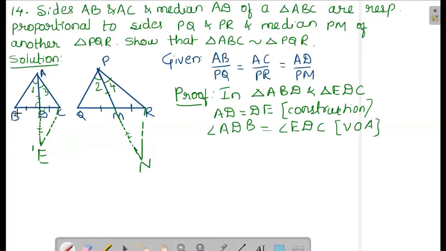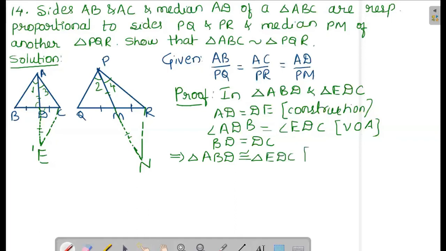Then BD is equal to DC, right? BD is equal to DC. So two sides are equal and one angle is equal. So by SAS congruence of triangles, these two triangles are congruent. This implies triangle ABD is congruent to triangle EDC.